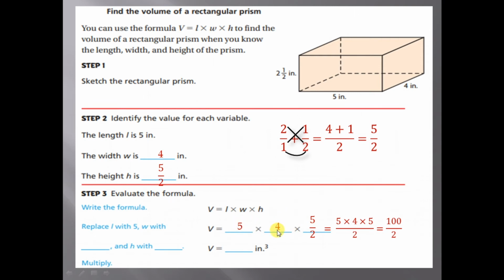5 times 4 is equal to 20. 20 times 5 is equal to 100. Bravo. So it is 100 over 2. So dividing 100 over 2, it will give me 50. Bravo. And if you multiply 1 inch by 1 inch by 1 inch, it will give you inch with exponent 3, means cubic inch. Cubic inch. Inch with the exponent 3, meaning inch multiplied by inch multiplied by inch.